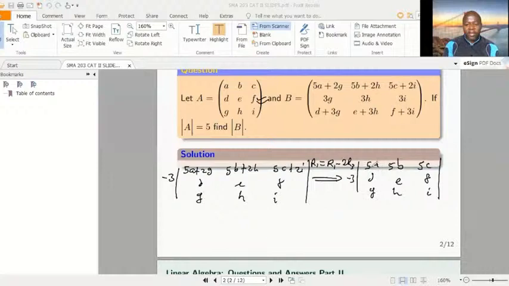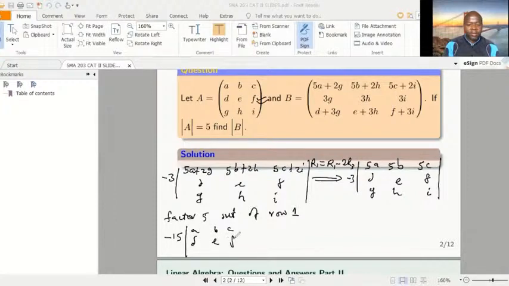Now, I can factor the 5 out of row 1. So when that happens, I would have negative 15. So 5 goes out, so that 5 times this negative 15 gives me negative 15, and what I will have here will be A, B, C, D, E, F, G, H, I. And what you see is that what we have here is A.